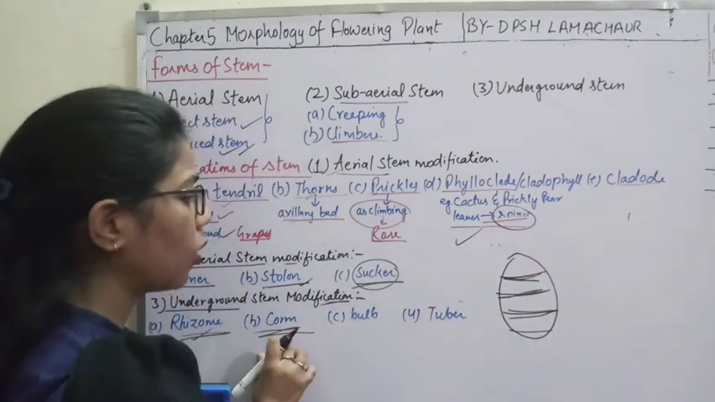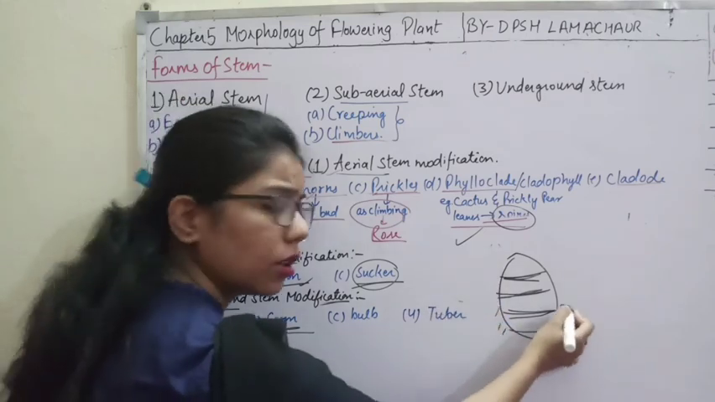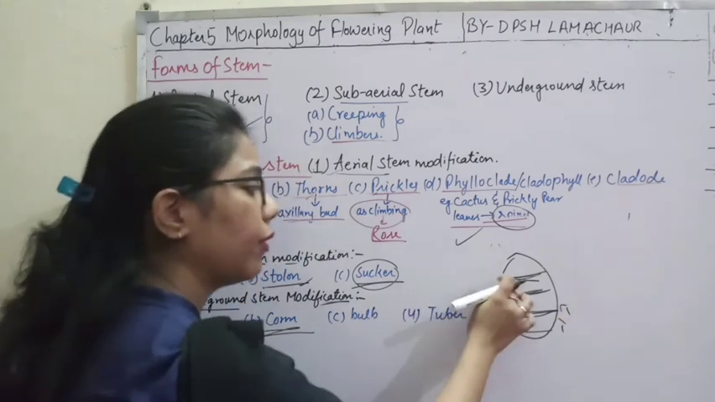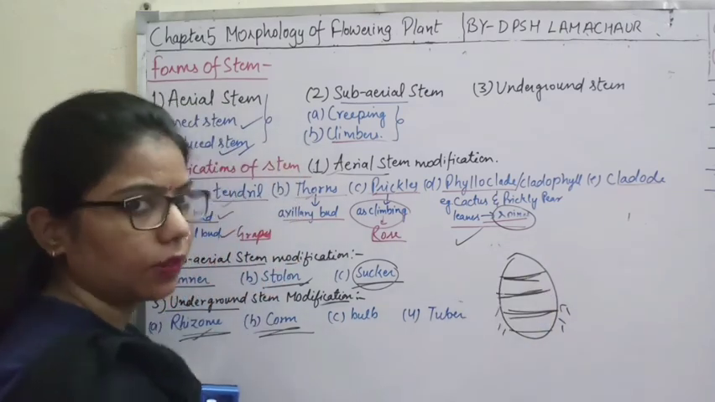So this corm will grow vertically, and they also have some root-like structure. They also have roots. They have proper nodes and internodes. They have these scaly leaves.